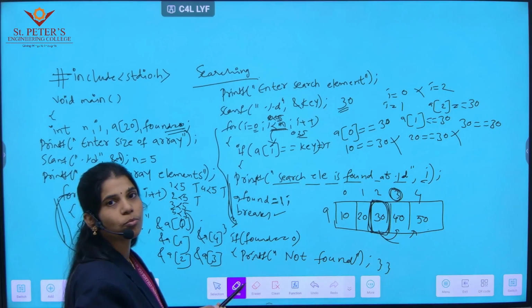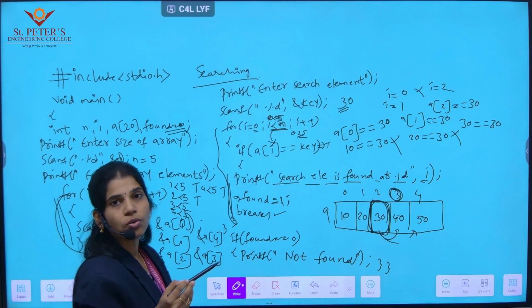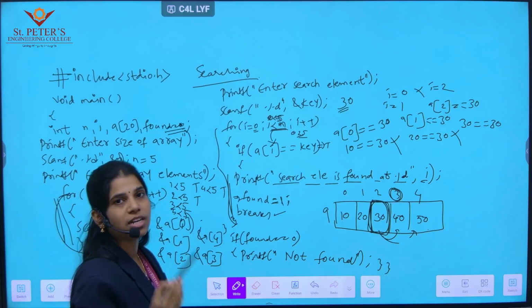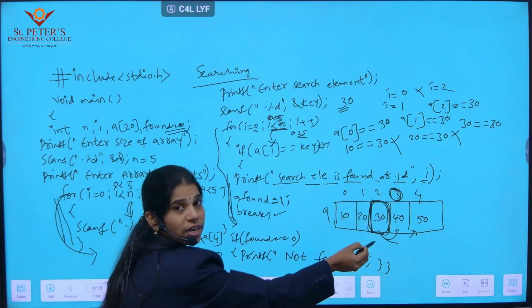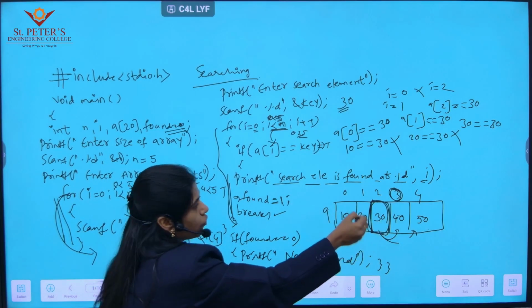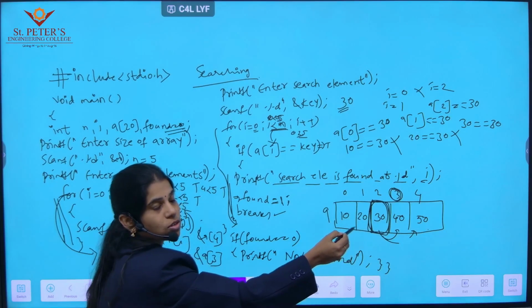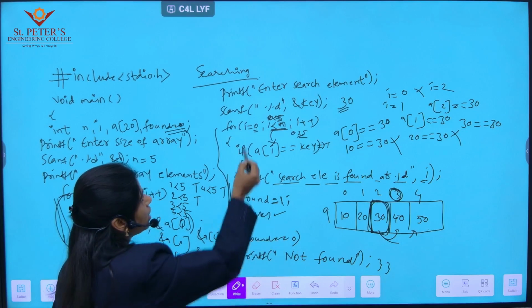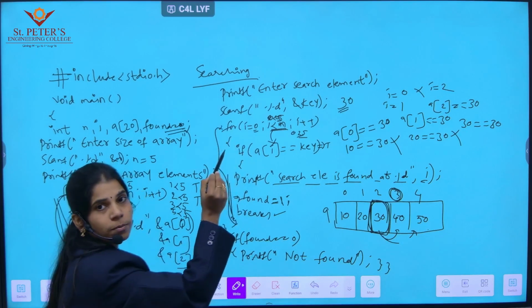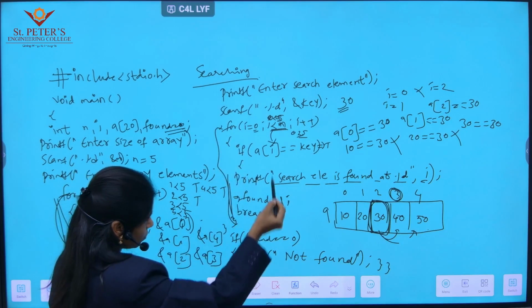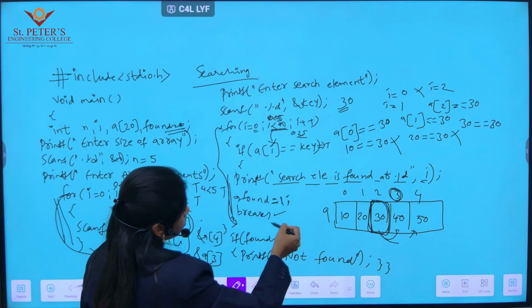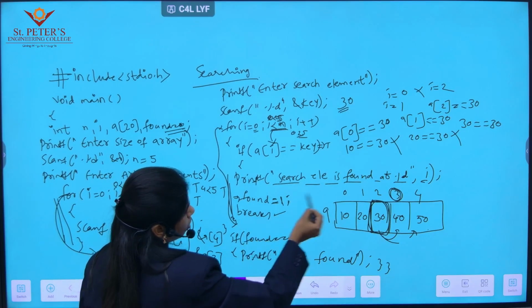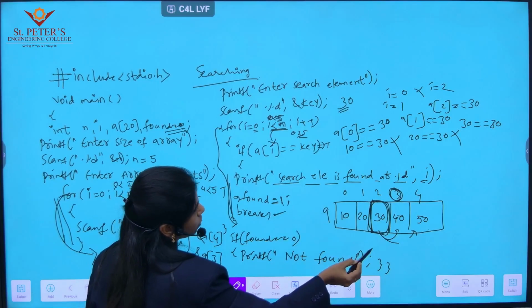So what is the use of break here? Simply, it is going to break the execution of the program in the middle itself. Because here we got our element, so no need to continue the searching process. To avoid that, we are using break here. So immediately this for loop is going to be terminated, and after that, break is going to be executed.